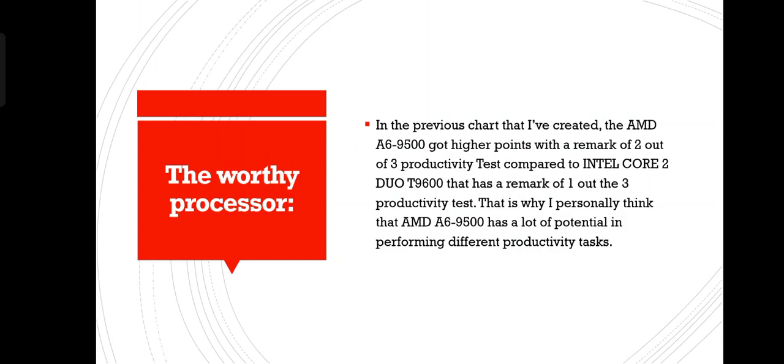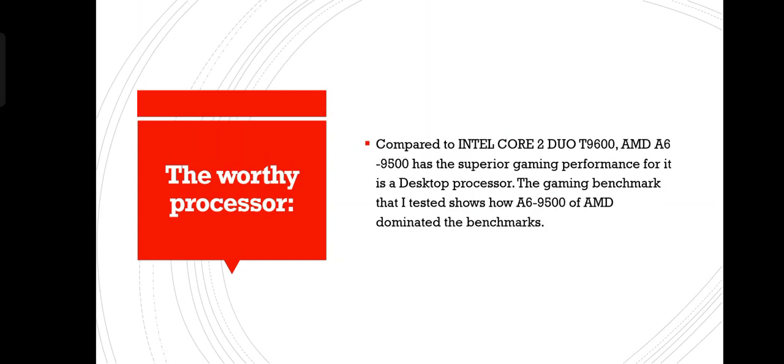So this is my conclusion. The worthy processor. In the previous chart that I have created, the AMD A6-9500 got higher points with a remark of 2 out of 3 productivity tests, compared to the Intel Core 2 Duo T9600 that has a remark of only 1 out of the 3 productivity tests that I have conducted. That is why I personally think that the AMD A6-9500 has a lot of potential in performing different productivity tests.